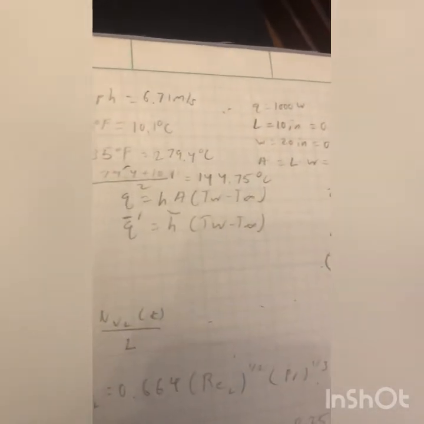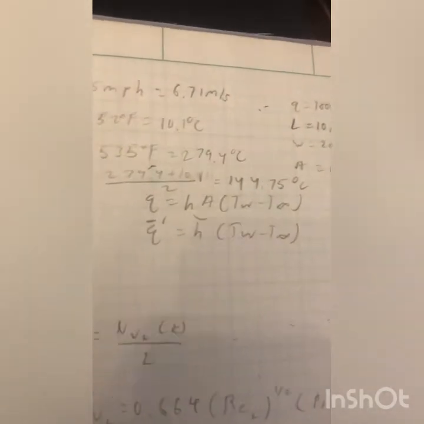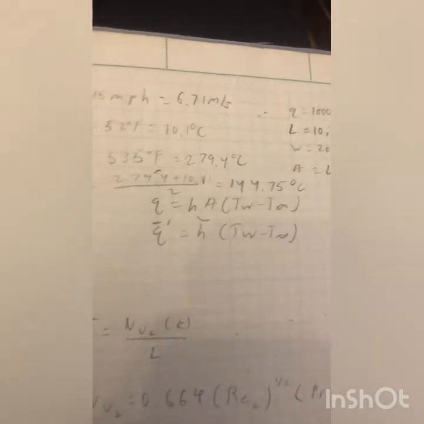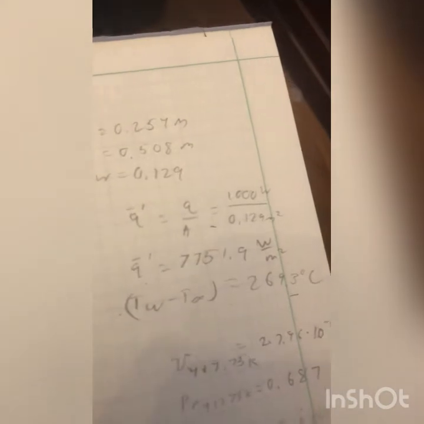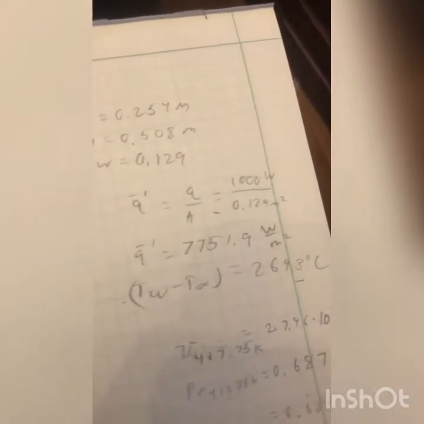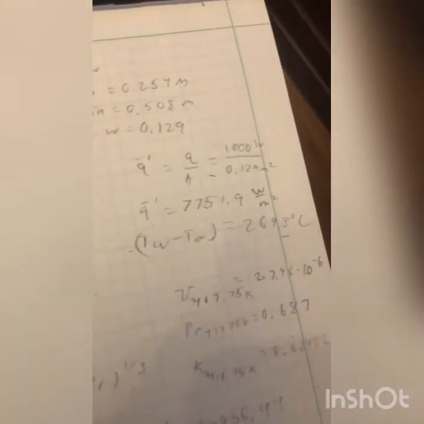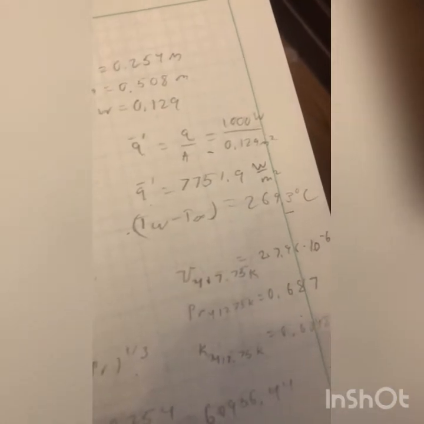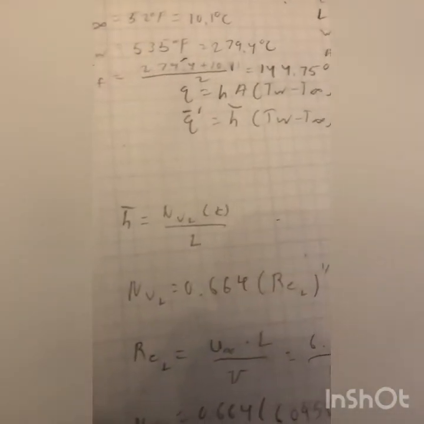So we're going to find H bar, and to find H bar, we need to find Q bar. And Q bar is the heat flux. So the heat flux is Q divided by area, which is 7,751.9 watts per meter squared. And then our delta T is just T wall minus T infinite. Alright, so now we need to find H bar.